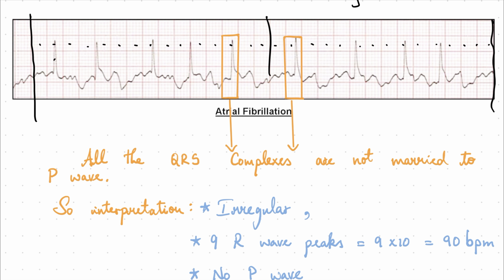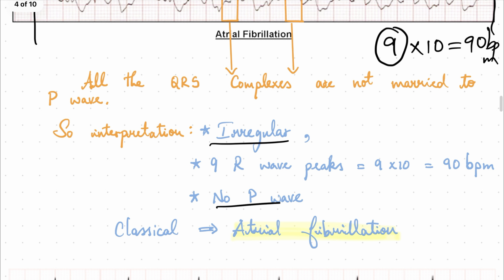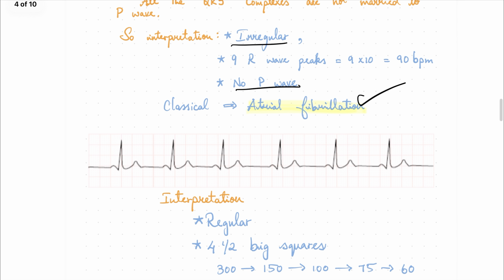So you have around 1, 2, 3, 4, 5, 6, 7, 8, 9 peaks. So 9 into 10 is equal to 90. So basically it's 90 beats per minute. And it's irregular, no P wave: atrial fibrillation.